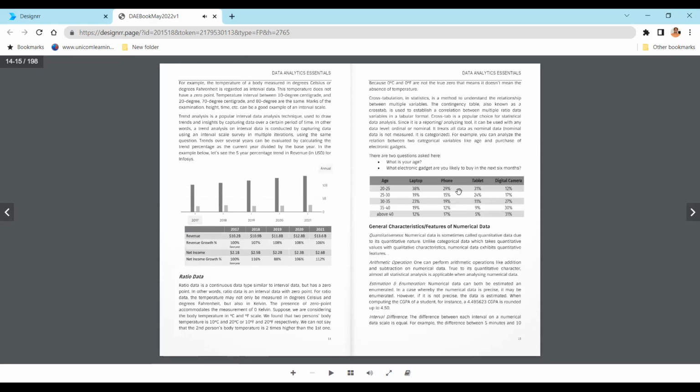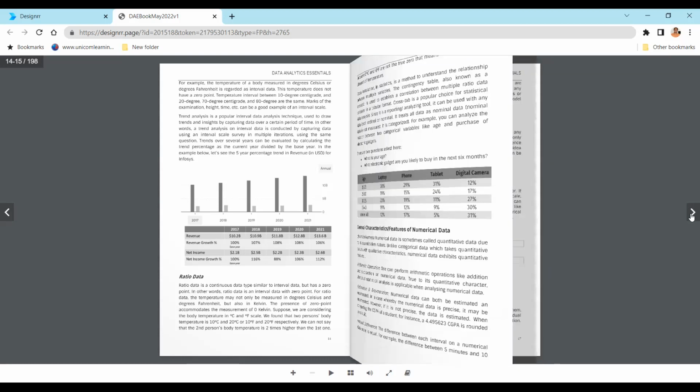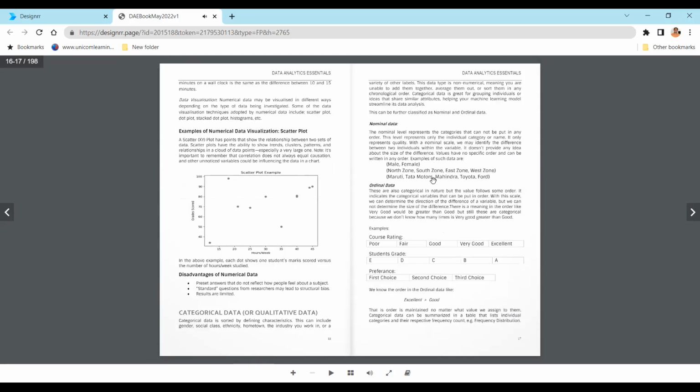So when you say 29%, or when you say 31%, that means there is something which is 100%. You want a portion of it. So your continuous data can be interval or ratios. And then we will talk about scatter plot, but just for introduction.